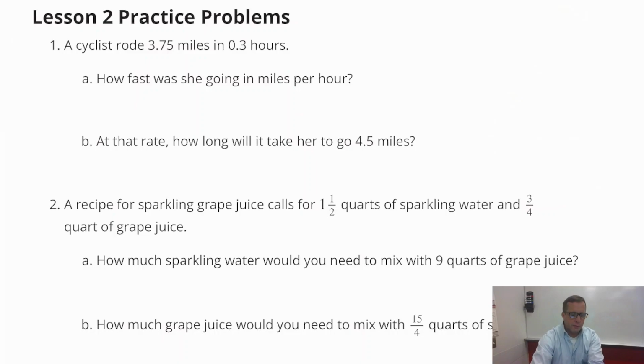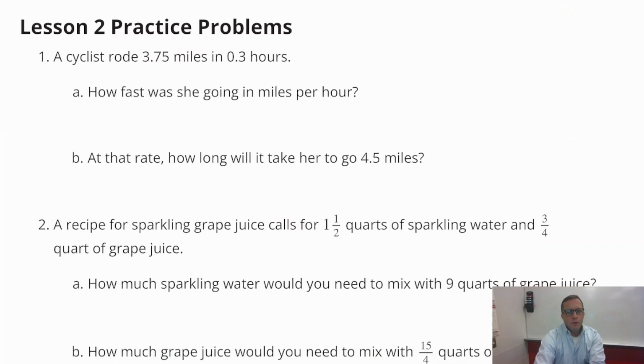Lesson 2, practice problem. This is from Unit 4. Number 1. A cyclist rode 3.75 miles in 0.3 hours. How fast was she going?